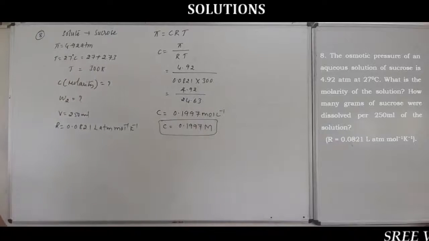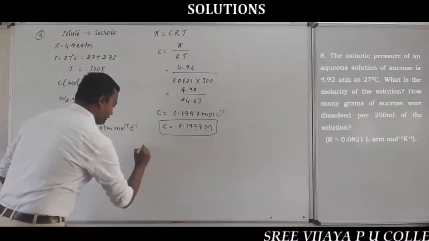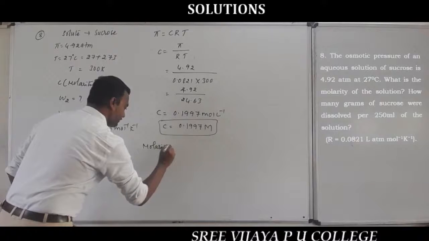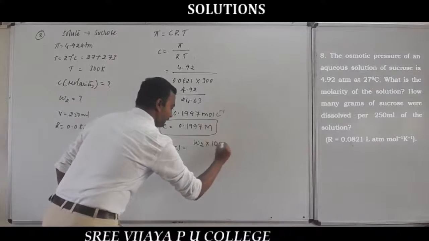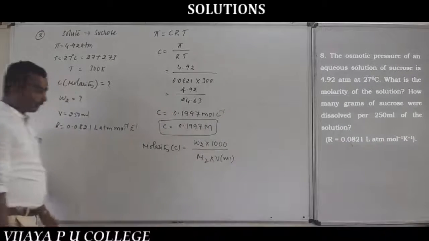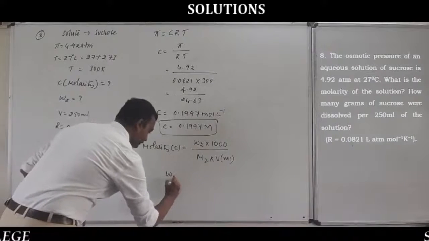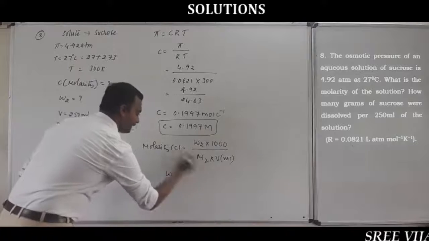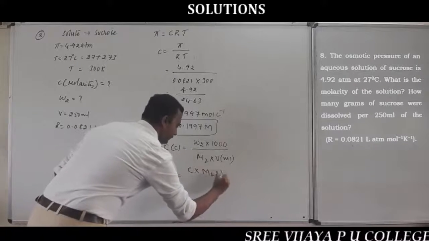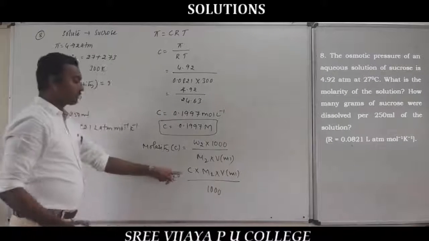So once you know the molarity, you can easily calculate the mass of the solute. What is the molarity equation? Molarity, concentration C is equal to W2 into 1000 divided by M2 into V in ml. So what you have to calculate? W2, the mass of sucrose, that is the mass of solute. W2 is equal to the concentration C, molarity, into M2 into V in ml, divided by 1000.